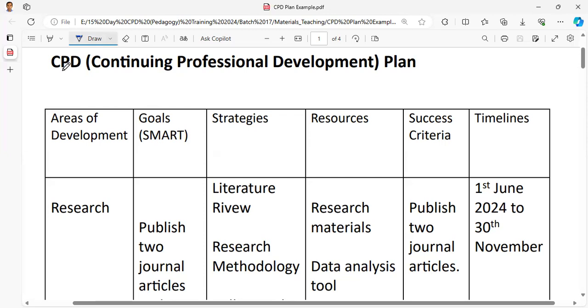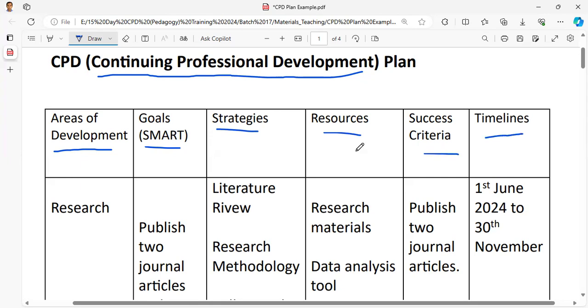In this video, I am going to show you how to develop a CPD plan. CPD stands for Continuing Professional Development. Here, I am going to show you a CPD plan, and this CPD plan is intended for teachers. For this CPD plan, we have considered some aspects such as areas of development, SMART goals, strategies, resources, success criteria, and timelines. These are the aspects that we have considered for a CPD plan.